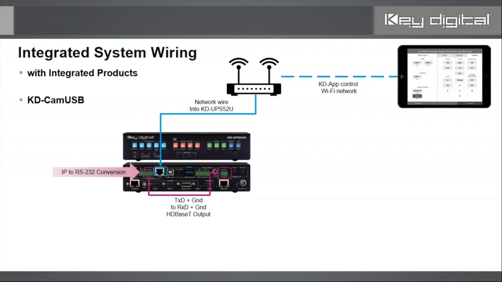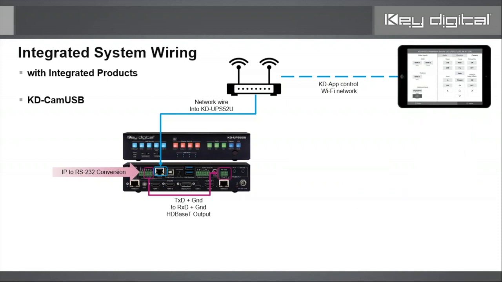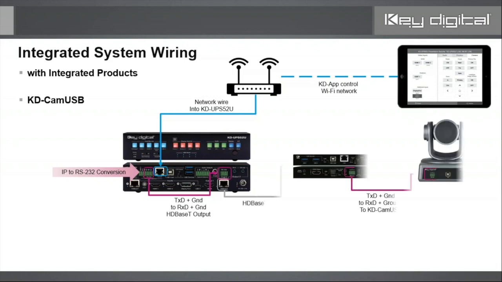Now, the camera is typically not located at the presentation switcher, is it? The camera is typically located at the HD-Base-T receiver at the monitor. So, we feed transmit and ground into receive and ground with just a small copper 2-wire cable, transmit into receive on the HD-Base-T output connection of the presentation switcher, and then over HD-Base-T that RS-232 command signal goes out of the receiver into the camera, transmit and ground into receive and ground.